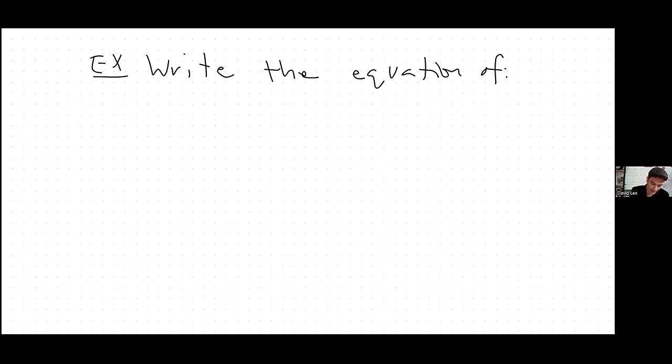Write the equation of. So go like this, go like that. And let's say we have a graph that looks like this, a polynomial like that. And put a point right there, put a point there, put a point there.